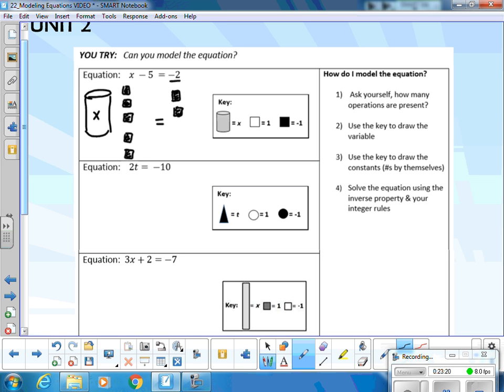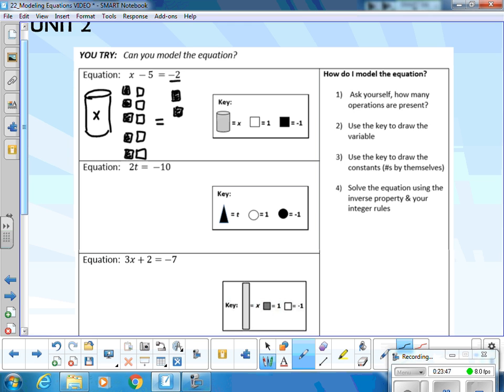Now, to undo it, I just said the opposite of subtraction is addition. So I have to use the additive inverse, which means I have to draw the opposite color square. So if these are dark, I have to draw white squares. And I have to draw as many as I have on the side with the X. So in this case, I have 5 dark squares. I need to draw 5 white squares.